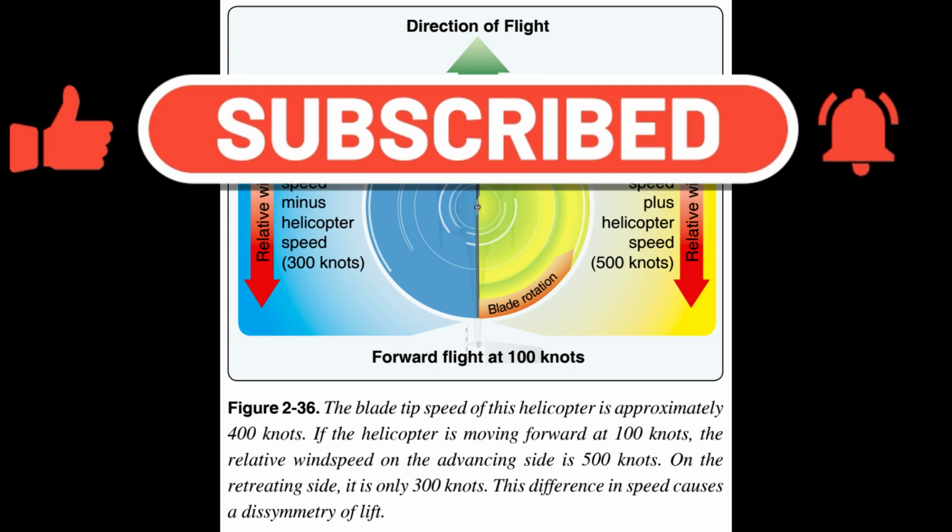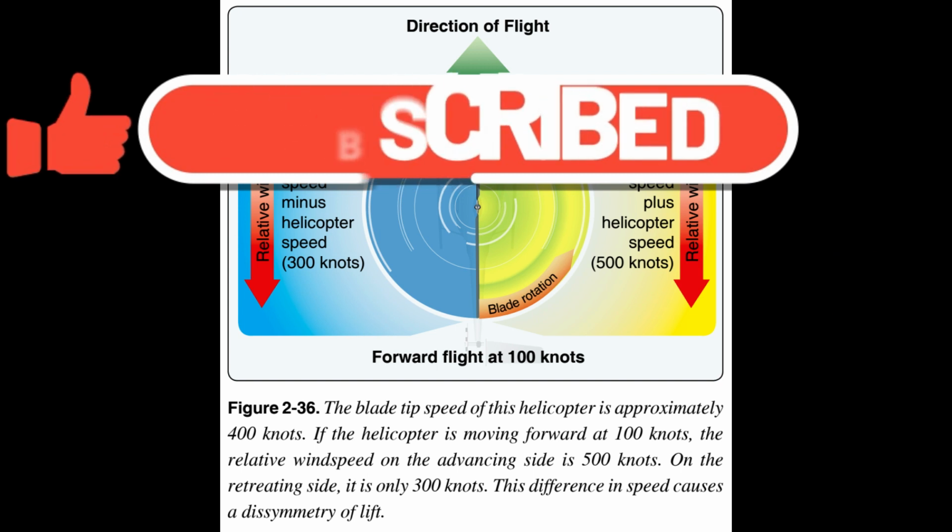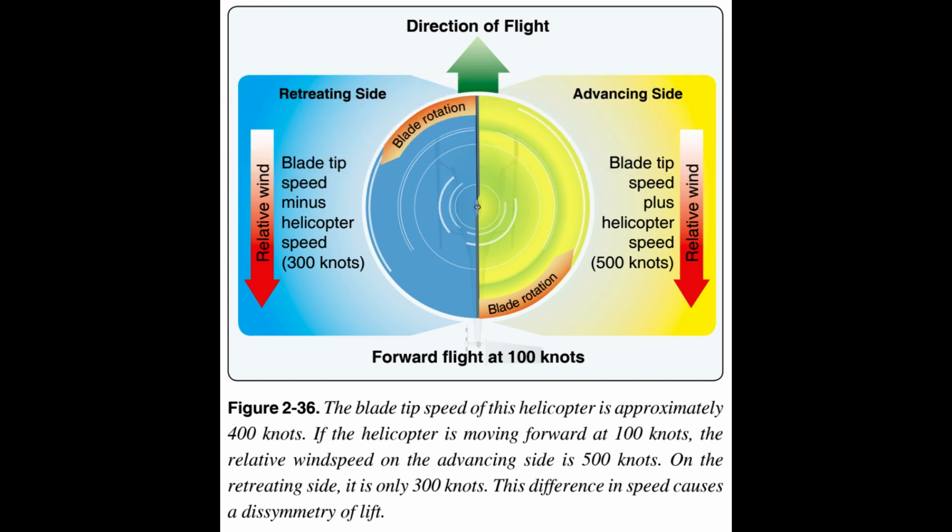End of page 2-19. Dissymmetry of lift. Dissymmetry of lift is the differential, unequal lift between advancing and retreating halves of the rotor disc caused by the different wind flow velocity across each half. This difference in lift would cause the helicopter to be uncontrollable in any situation other than hovering in a calm wind. There must be a means of compensating, correcting, or eliminating this unequal lift to attain symmetry of lift.